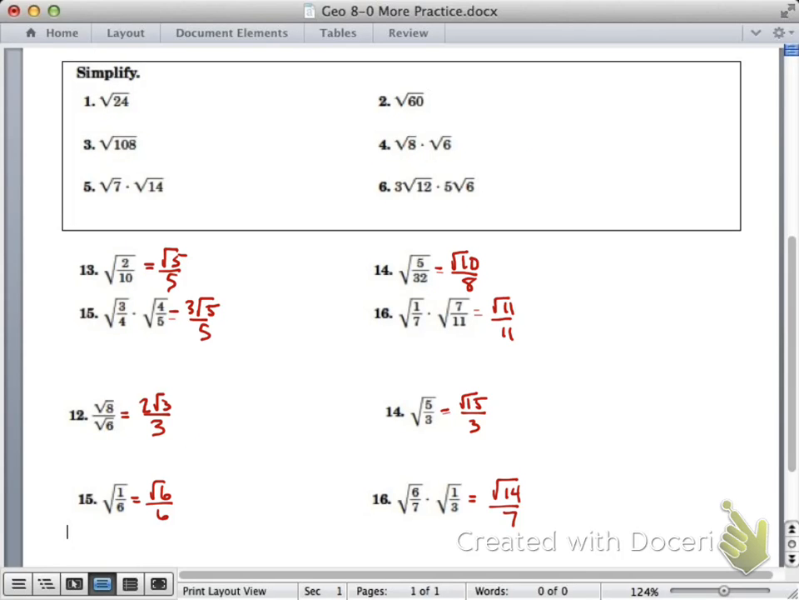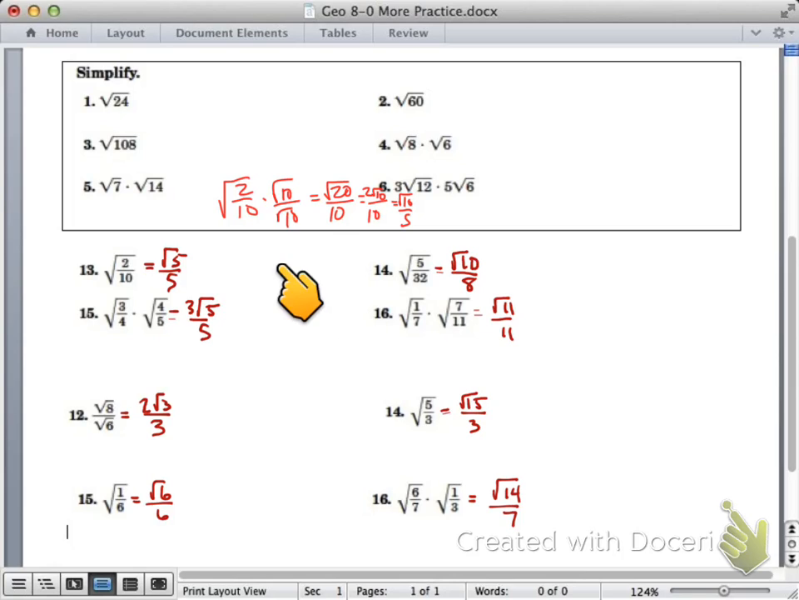When you have the quotients, always simplify first. On number 13, there were two ways you could do it. You could have just jumped straight in with the square root of 2 over 10 and started multiplying by the square root of 10 over the square root of 10. Remember, that's how we rationalize the denominator. We get the square root of 20 over 10. Then we'd have to simplify the square root of 20, which is 2 square root of 10 over 10, which then reduces to square root of 10 over 5.